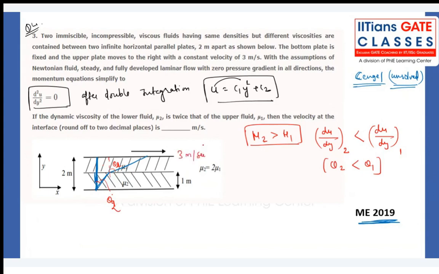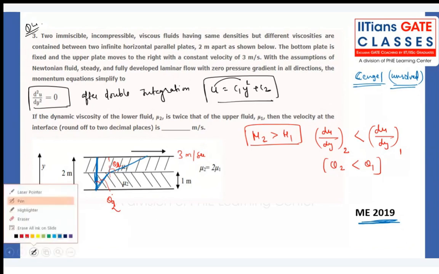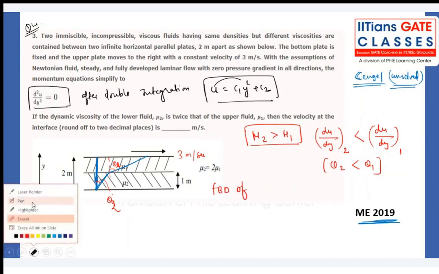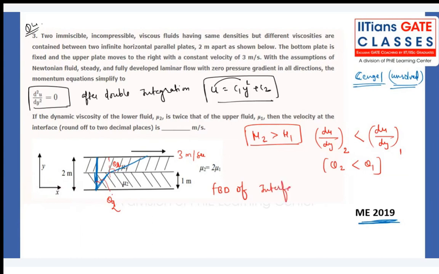So what we have to do? When you draw the free body diagram of the middle plate, or basically the free body diagram of the interface, what will you get? Yeah, that is correct. Based on putting the boundary conditions, you can get the answer from there itself. Getting my point? But I am telling you some other way through which you can get the answer once again.